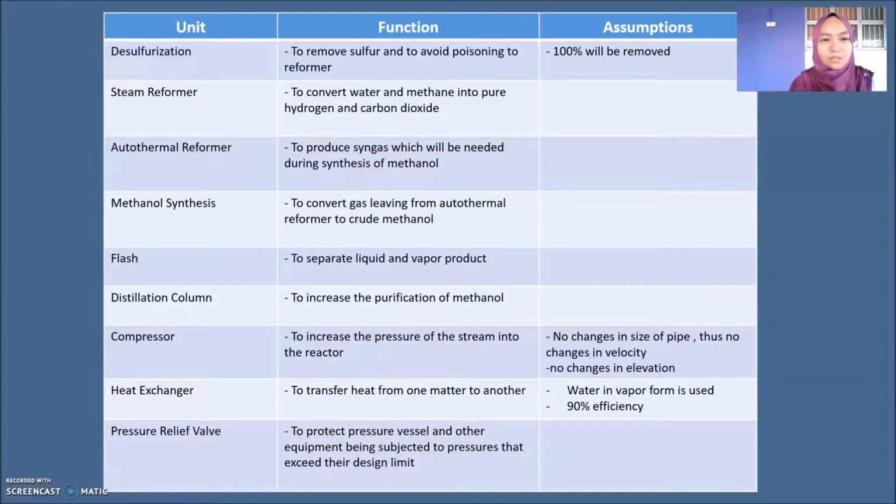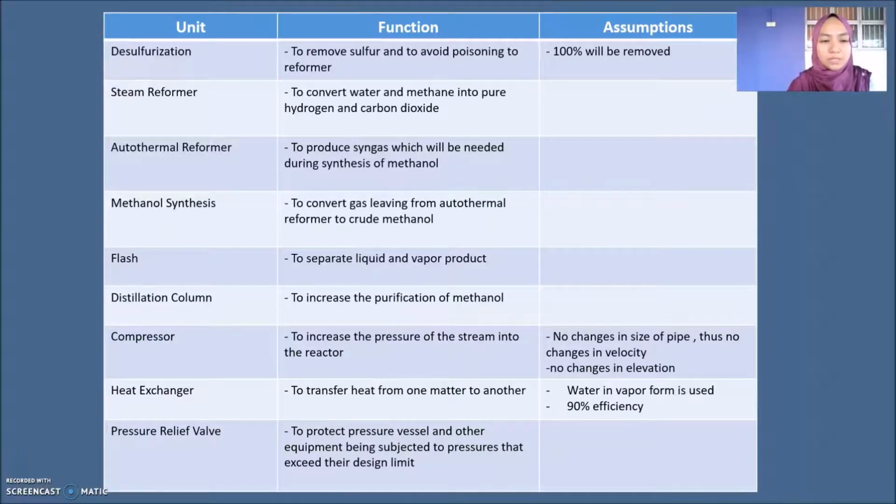The third unit is autothermal reformer. Its function is to produce gas which will be needed during synthesis of methanol. The fourth unit is methanol synthesis. Methanol synthesis is to convert gas leaving from autothermal reformer to crude methanol. And then after that is flash. Flash is to separate liquid and vapor product. And the last unit is distillation column. Distillation column is to increase the purification of methanol.